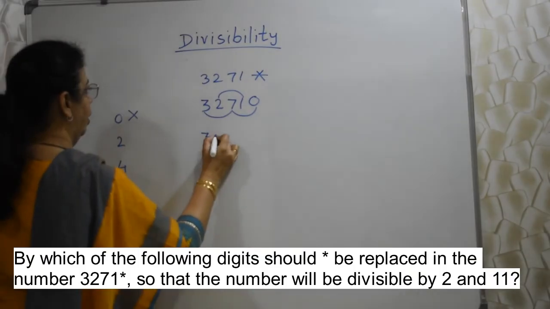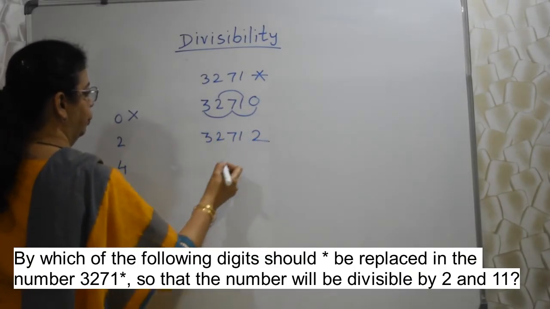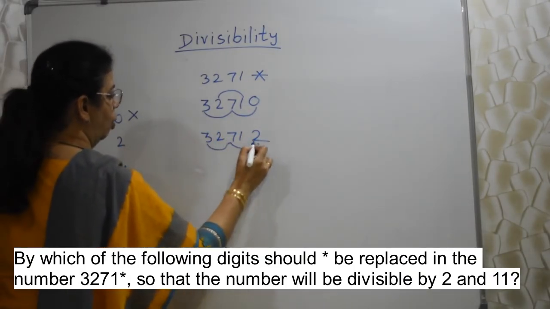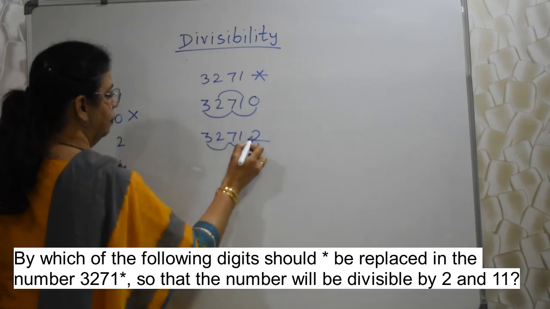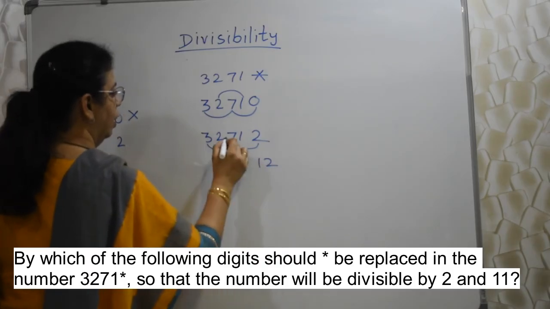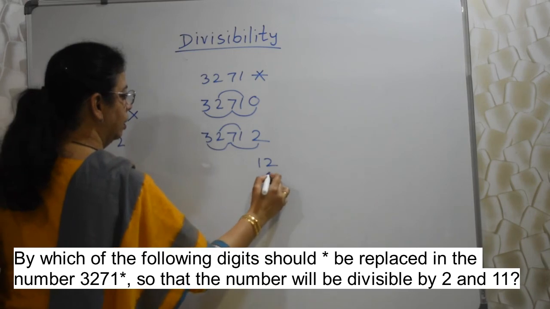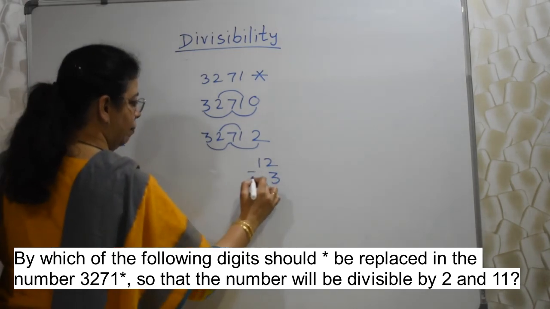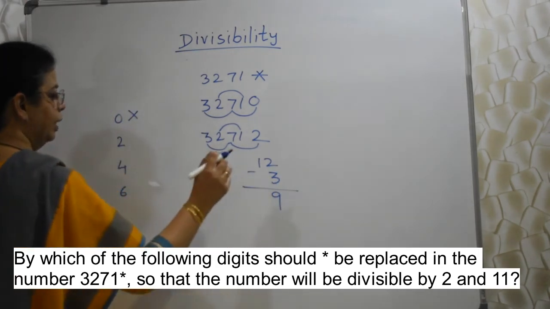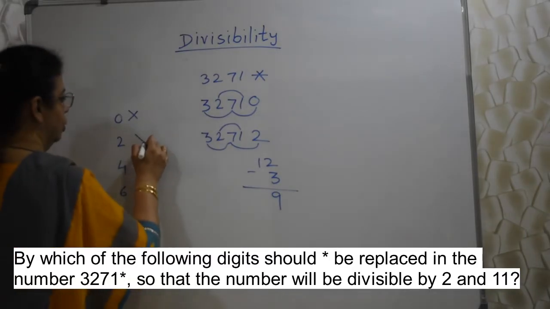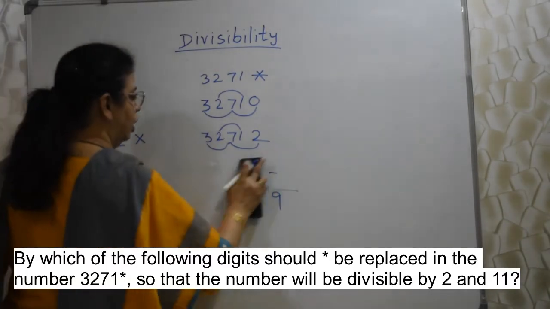Asterisk ke jagah pe main 2 daal rahi hoon. Abhi add karte hain odd places. 3 plus 7, 10 plus 2, 12 and 3 plus 1, 2 plus 1, 3. Minus karo, 9. Again it is not 0 or a multiple of 11, so gone. Now try the third option.